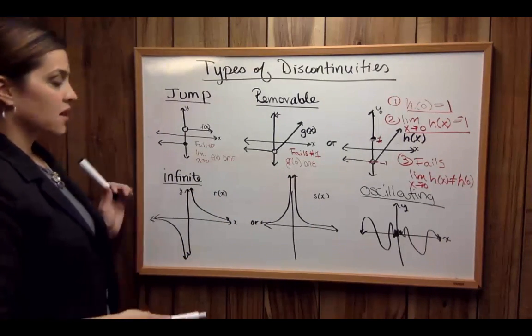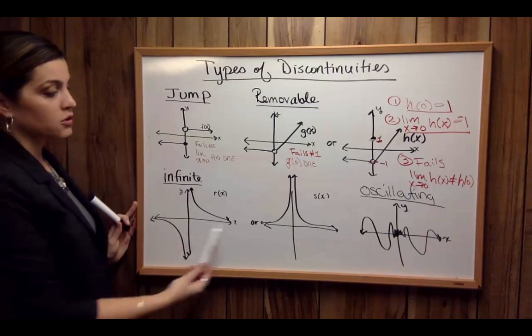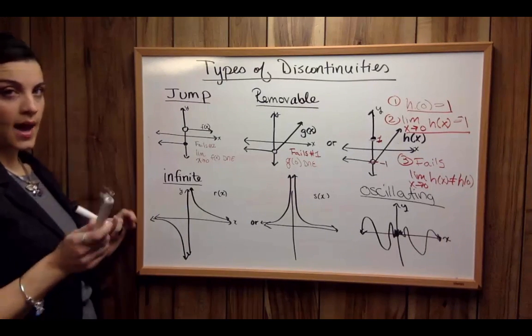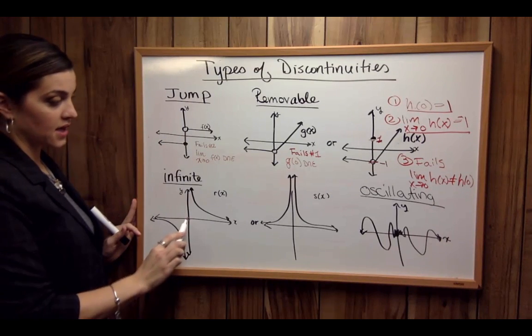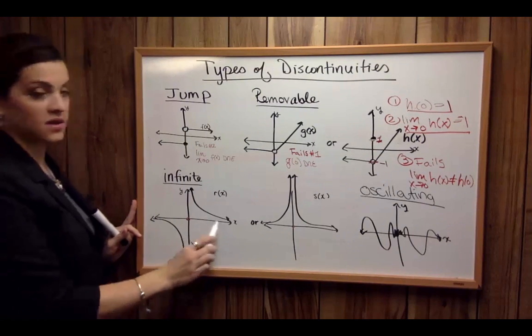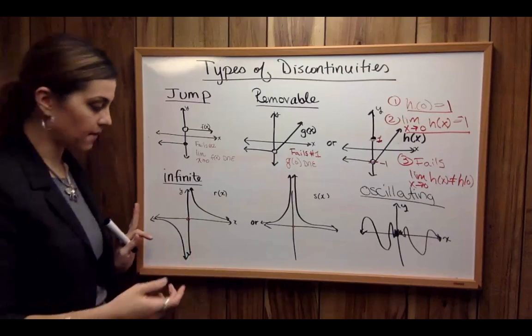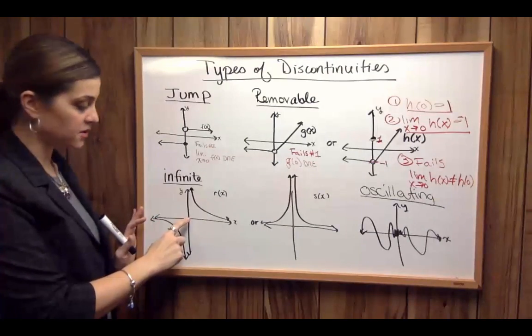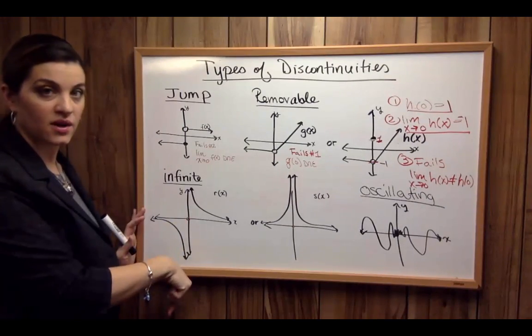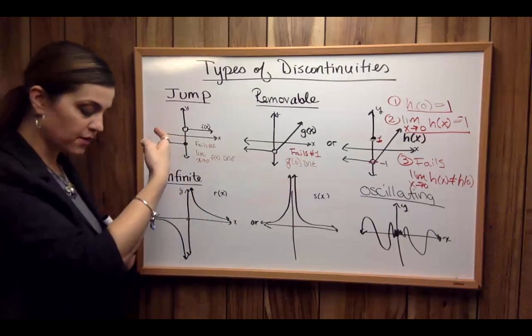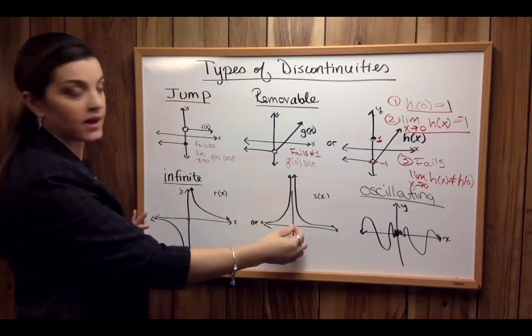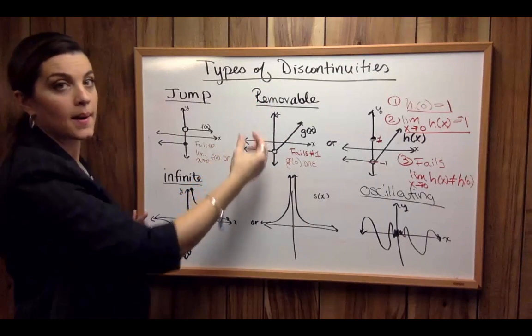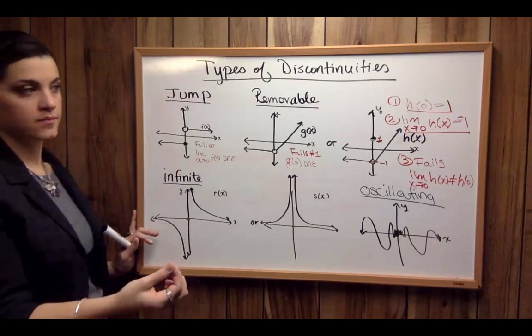The next type of discontinuity is an infinite discontinuity. Here are two examples of infinite discontinuities. What happens here is that the limit as x approaches, in this case and in this case 0, from both the left and the right, are some form of infinity. So as x approaches 0 from the left, it approaches negative infinity. As x approaches 0 from the right, it approaches positive infinity. Here, as x approaches 0 from both the left and the right hand side, it approaches positive infinity. But it's an infinite discontinuity.